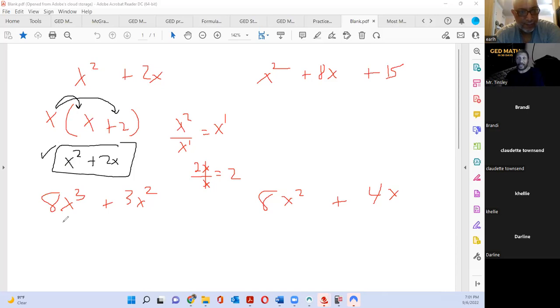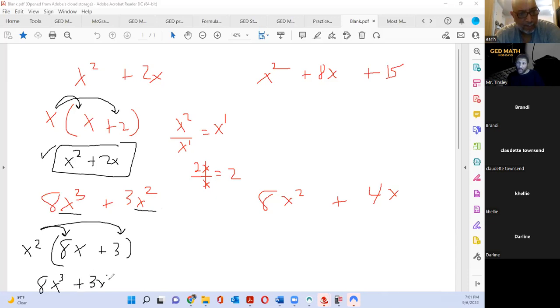Okay, let's go to the second one. I'll keep it the same. When we look at the variables, we look at the lowest exponent. So the lowest exponent is x squared, because both of these have x as the variable. They just have different exponents. I'm gonna take the lowest one, so I'm gonna pull out x squared. What I have left is an 8 and an x, plus 3. Let me check it. Again, exponent rules. x squared times 8 is 8x squared. x squared times x is x to the third. x squared times 3 is 3x squared. Check.